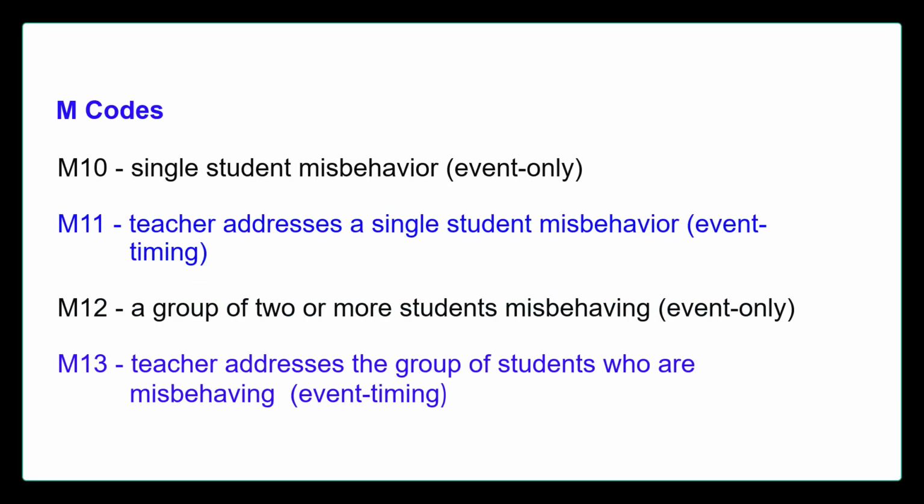The 4 M codes are: M10 is a single student misbehavior. M11 is when the teacher addresses that student misbehavior. M12 is when a group of 2 or more students are misbehaving. And M13 is when the teacher addresses that group of students who are misbehaving.